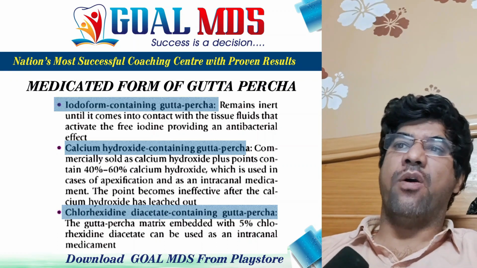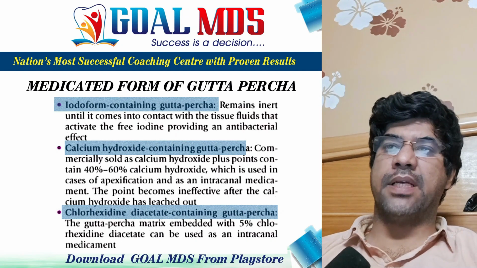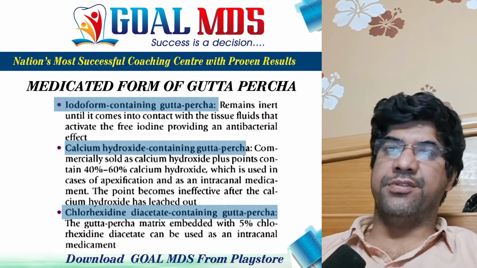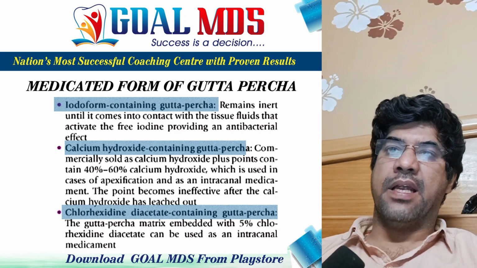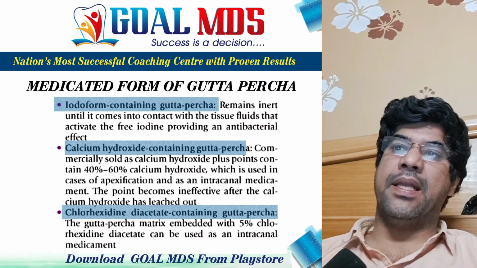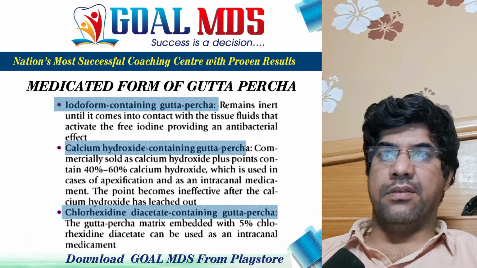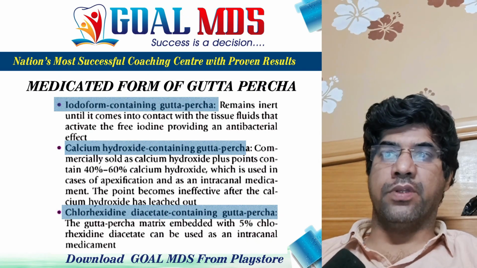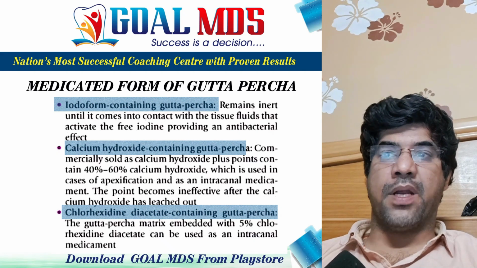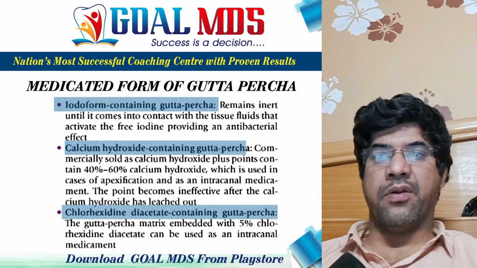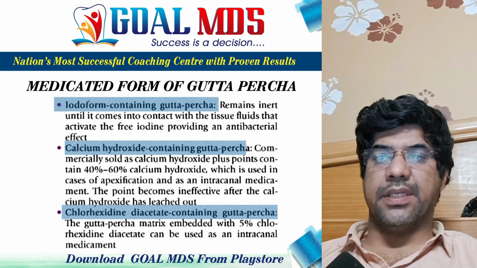What are the medicated forms of the Gutta Percha? As we know, Gutta Percha is an inert material. So certain medicaments have been added to the Gutta Percha that can provide an antibacterial effect and enhance the healing effect. The medicaments that can be added are iodoform containing Gutta Percha, calcium hydroxide containing Gutta Percha, or chlorhexidine containing Gutta Percha.